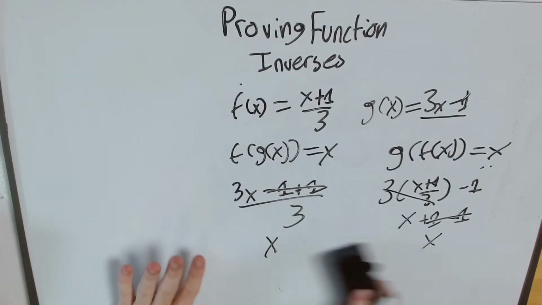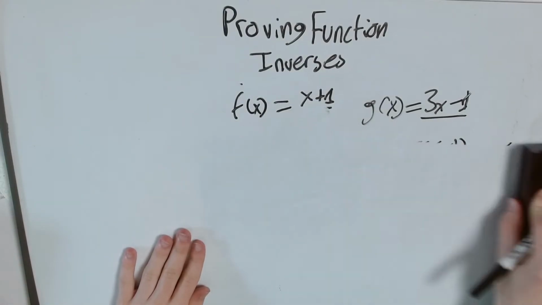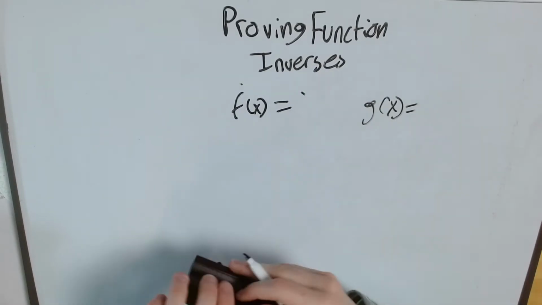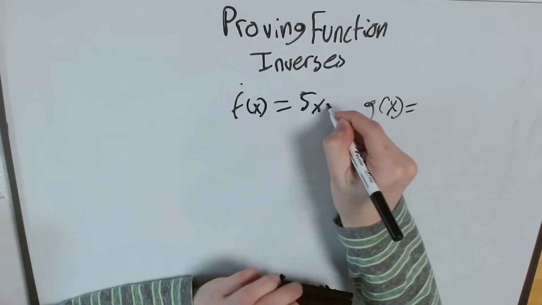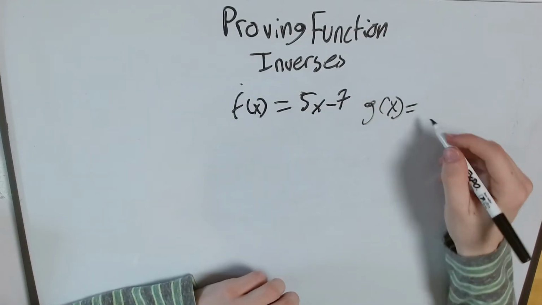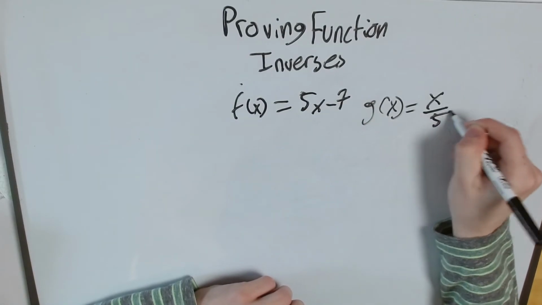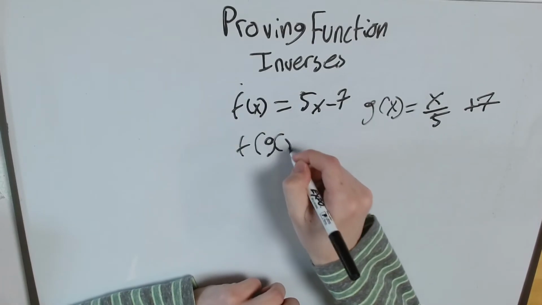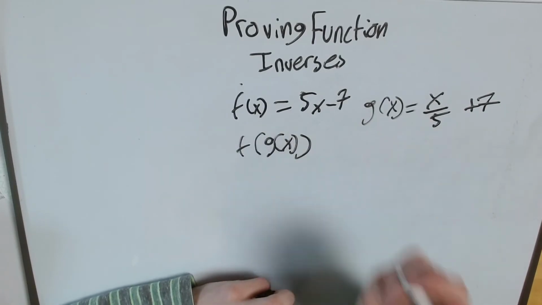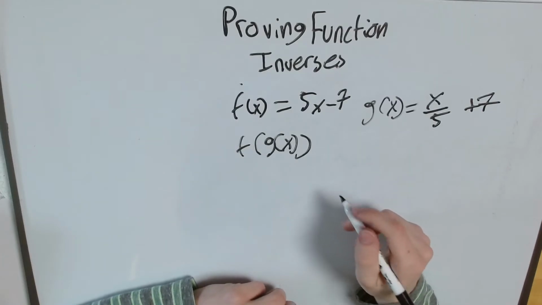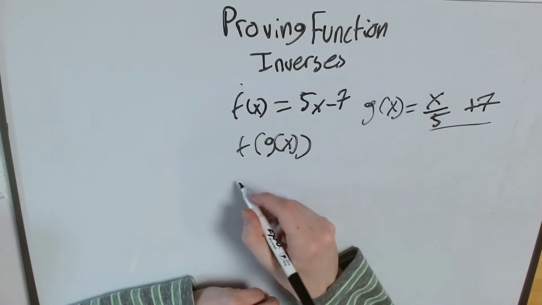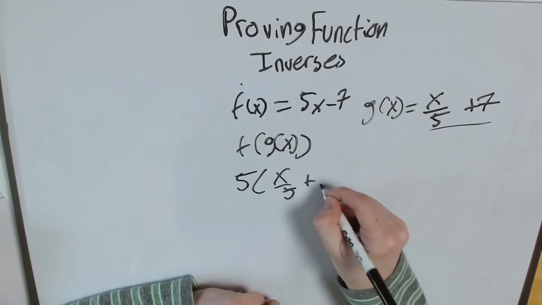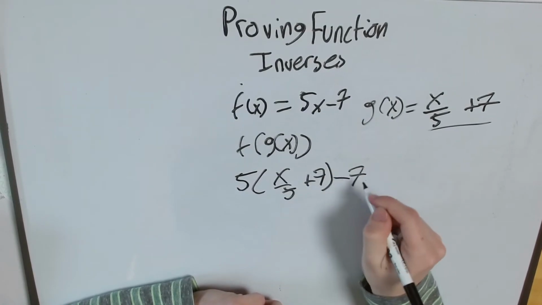Let's do this again. Let's say this time f of x is 5x minus 7, and g of x is x over 5 plus 7. So f of g of x first. This should be equal to x if they're inverses. So let's plug in this: 5 times x divided by 5 plus 7, minus 7.